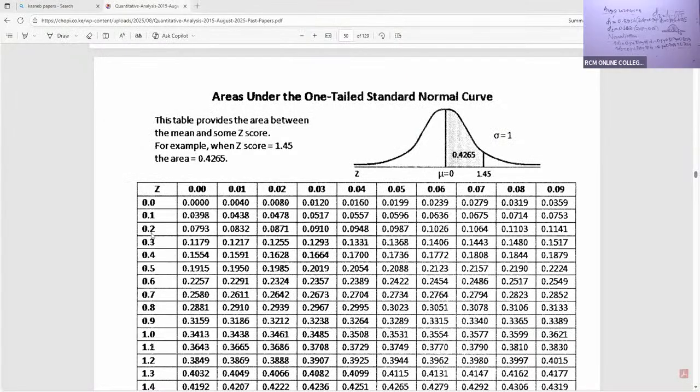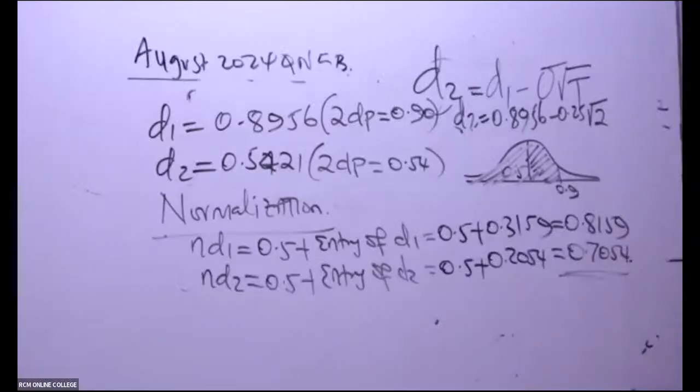So you can see this is a partially shaded table here. For example, it is 0.90 here, 0.9. So you see this Z is always one decimal. If you want the second decimal, you read from here. So 0.90, this one here, 0.3159. If you want 0.54, 0.54 is here, 2054. You come to 0.5, the second digit is the fourth one here. So 0.2054, like that.